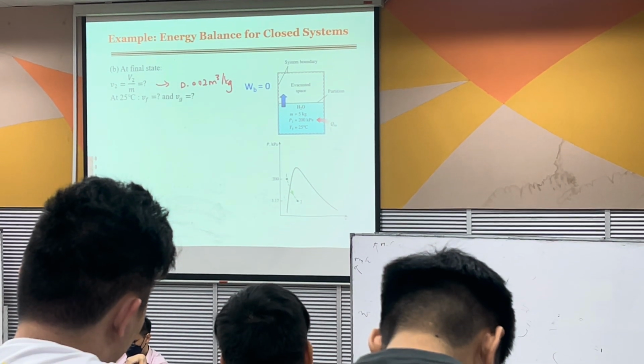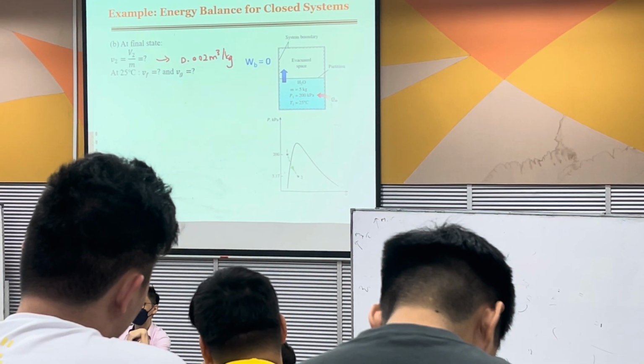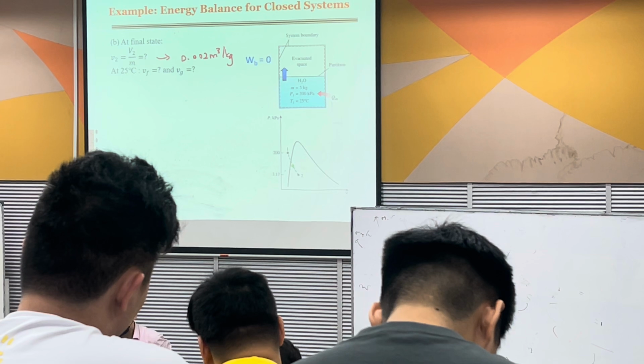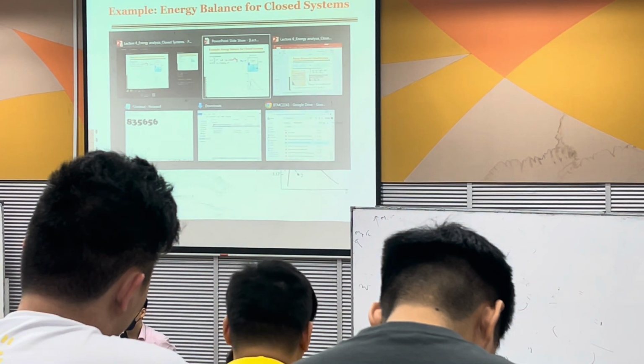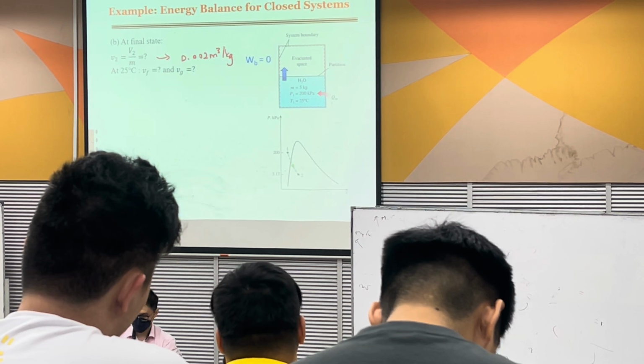So from here, you go to 25 degrees Celsius again. You check Vf and Vg. So what do I mean by checking Vf and Vg? Let's see if I have the table.